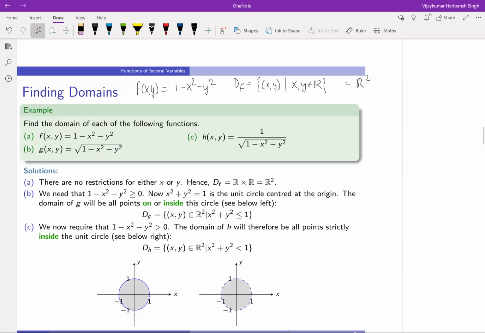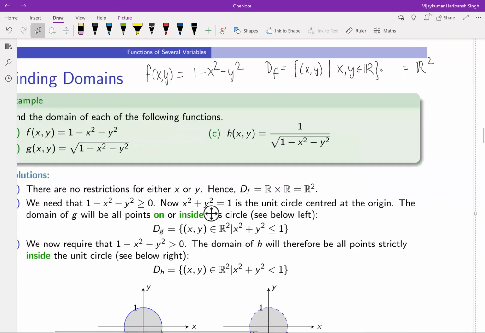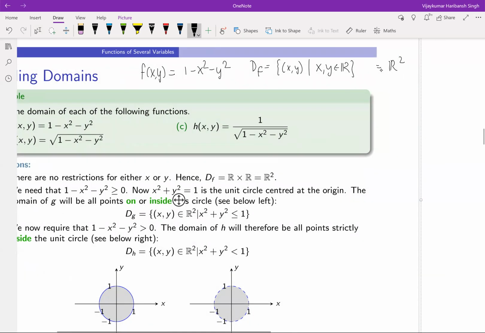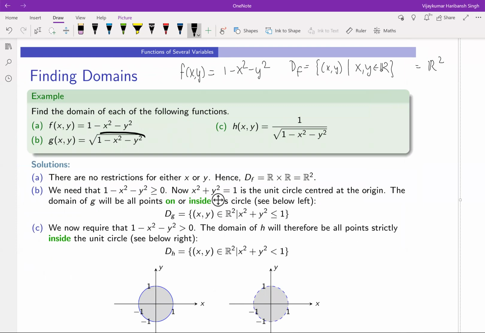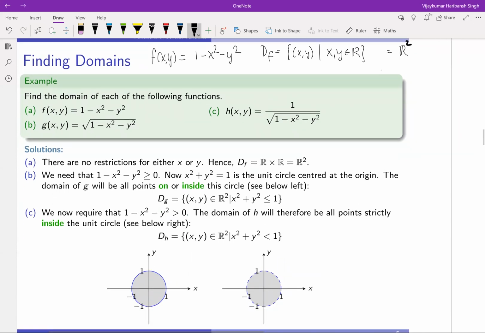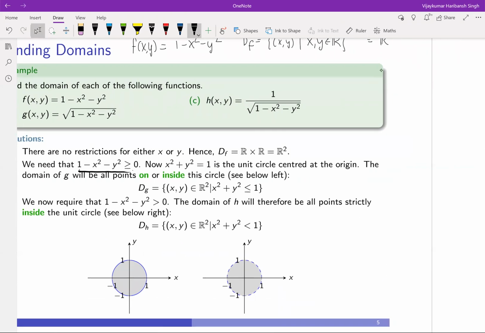Now let's look at the second part. So we have the square root of 1 minus x squared minus y squared. Now we know that whatever is inside the square root cannot be negative. That means the inside part has to be greater than or equal to 0, right? So what we need is 1 minus x squared minus y squared has to be greater than or equal to 0. So this means 1 is greater than or equal to x squared plus y squared.